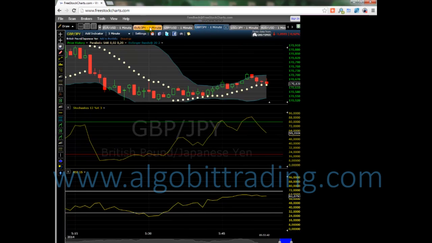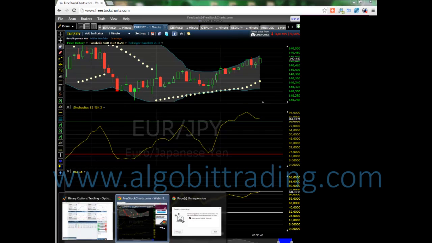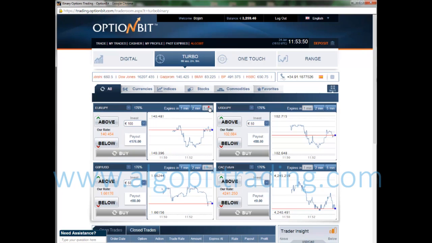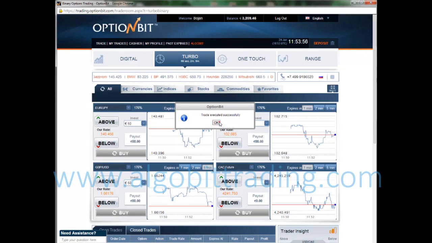Dollar, pound yen. So I'm going to trade euro yen down. I see the pound yen went down, and a lot of times euro yen and pound yen have similar movement. So I'm going to trade 50 euro on this to go down, and I'm going to enter this trade here.